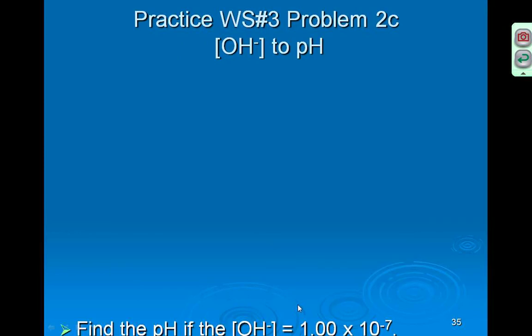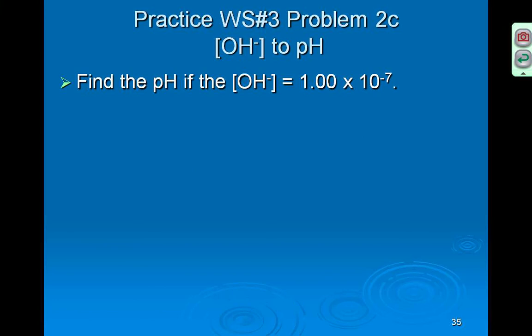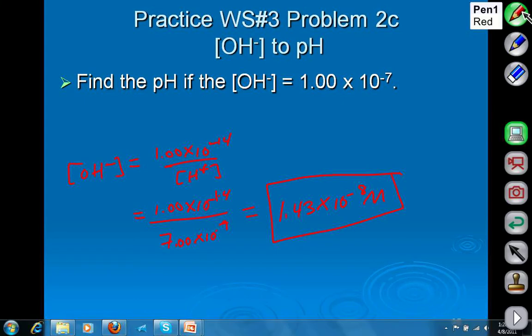We're going to do problem 2C from worksheet number 3. It says find the pH if the OH equals 1 times 10 to the minus 7th. We need to erase this. I haven't been erasing my work very well. So find the pH if we have this OH. Here's the problem. We could easily find pH if we had H, but we don't. We have OH. So now we're going to work a little backwards, and this is not the only way to do this problem.